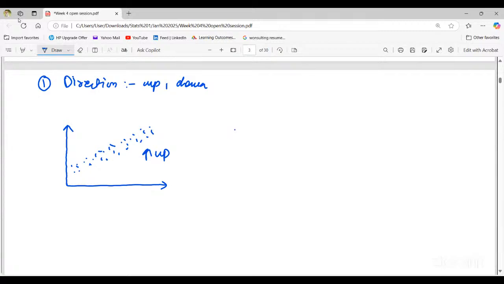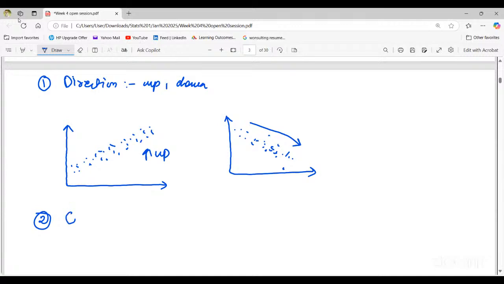If I'm having a downward direction like this, okay, this is a downward direction. So this is telling me that if my X variable is increasing, then my Y variable is decreasing. Correct. So through direction, we can describe the association. We can say that the slope is negative in the downwards. Okay. So this is my first thing.